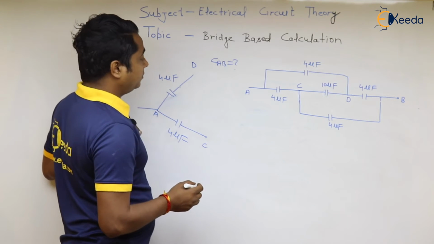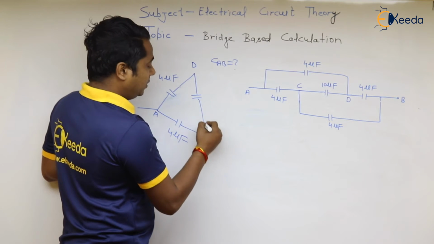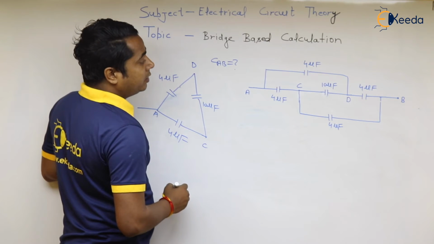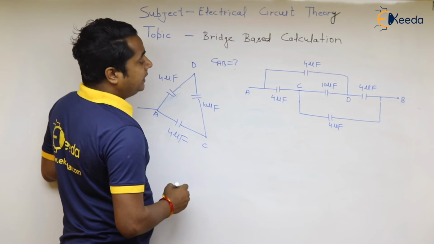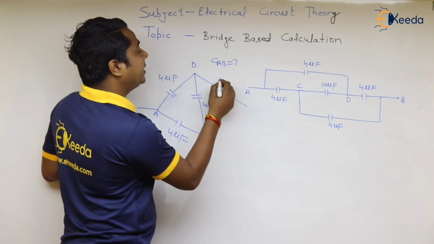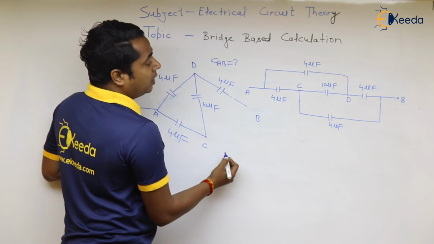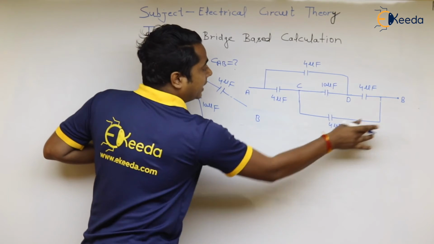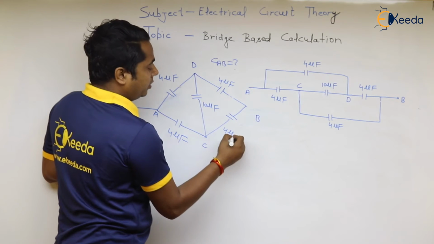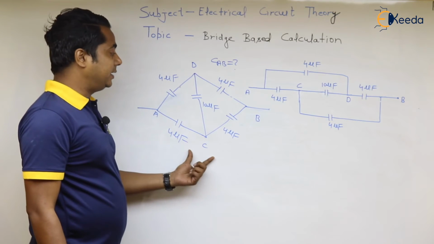D and C are also connected by 10 microfarad, and D and B are connected through 4 microfarad, and B and C are connected through 4 microfarad. So we got a bridge-like structure here.